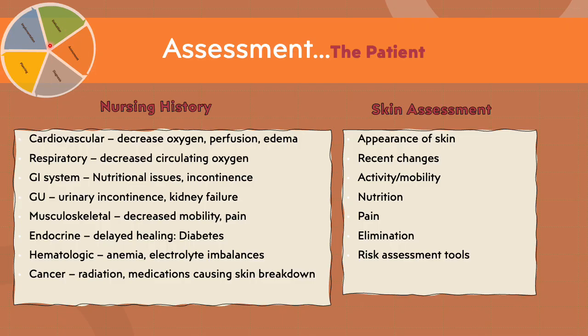The assessment part of the nursing process includes obtaining a complete nursing history from the patient, including cardiovascular, respiratory, GI, GU, musculoskeletal, endocrine, hematologic, and cancer history. It also includes doing a skin assessment, checking the appearance of the skin, any recent changes, activity and mobility, nutrition, pain, elimination, and assessing risk.